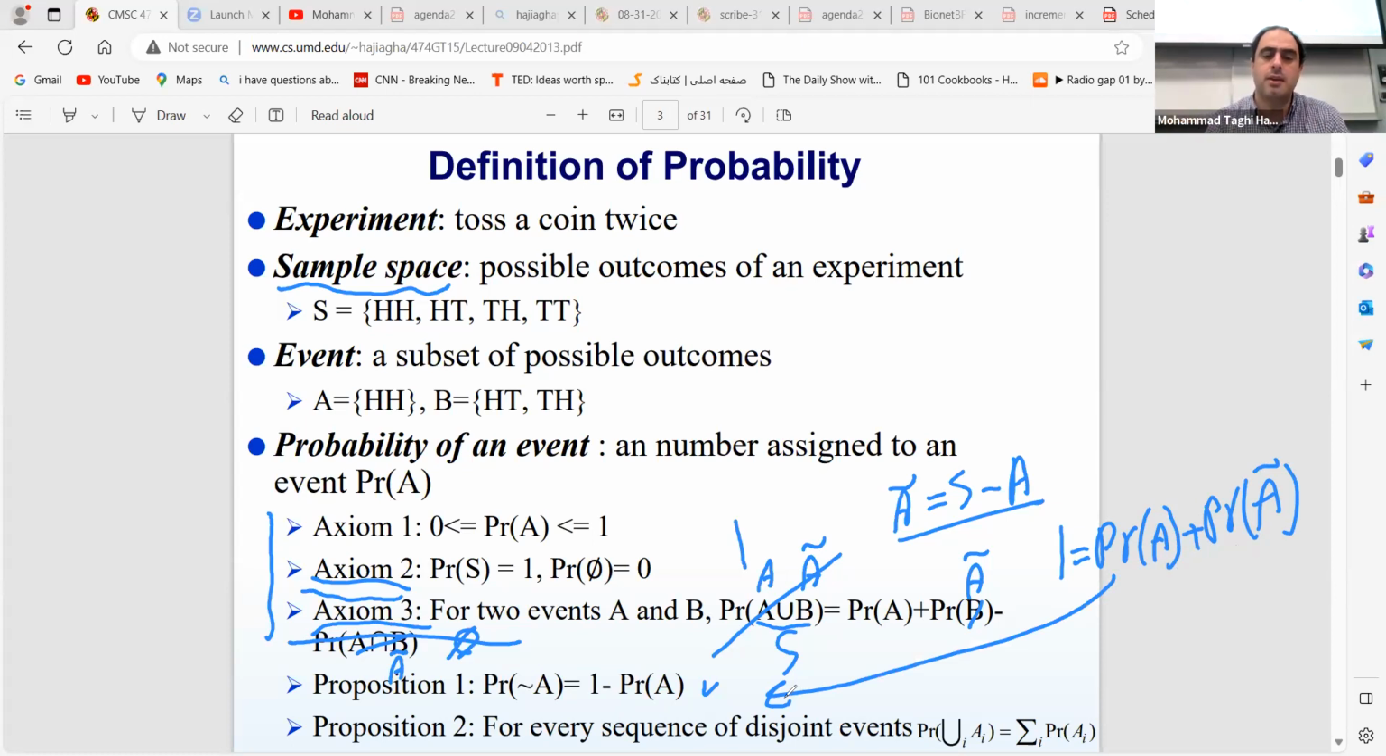Now, let's talk about the second proposition. We want to say that for every sequence of disjoint events, which means these events as sets don't have an intersection with each other, the probability of the union... This is also a very important thing that we are using. The notation sigma I means summing up over all I. Or we are using pi, pi I, which means the product of all the A_i. This essentially means the sum of all the A_i.